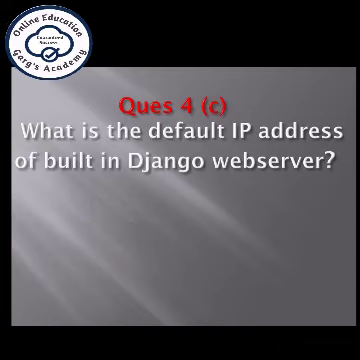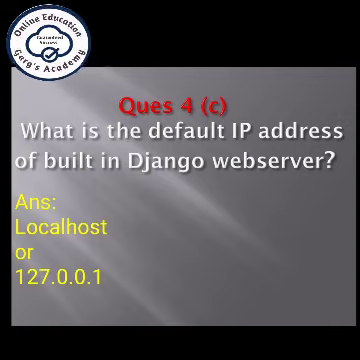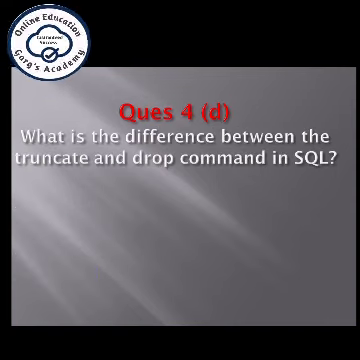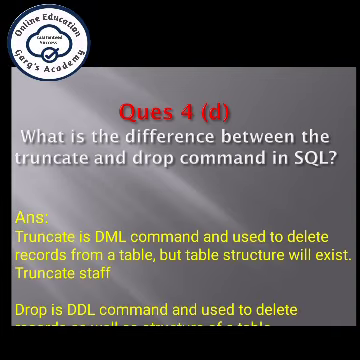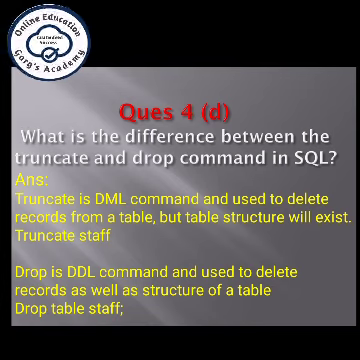Next question. What is the default IP address of the Django web server? So students, there are 2 possible options, localhost or 127.0.0.1. You can write any one. Next question. What is the difference between drop and truncate command in MySQL? Truncate command will delete the records, but the table structure will exist. But drop command will delete the records as well as the structure of the table. Means nothing will be left.